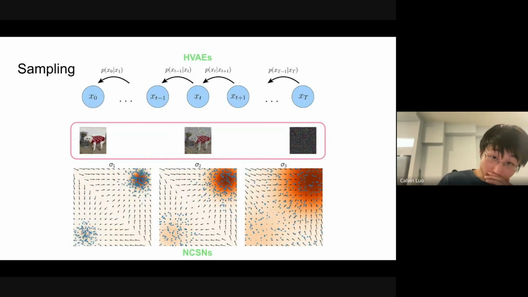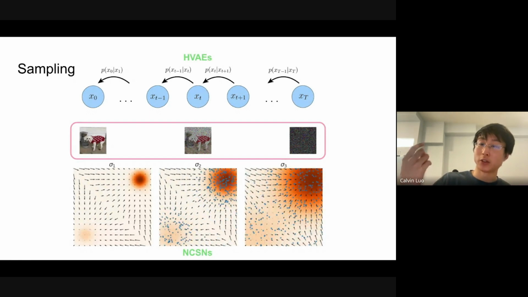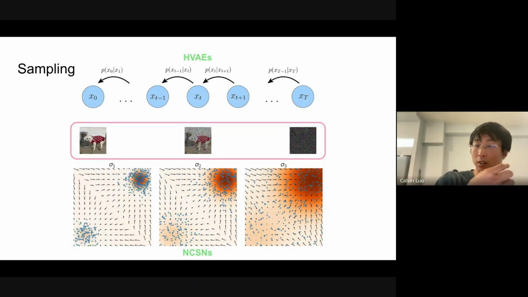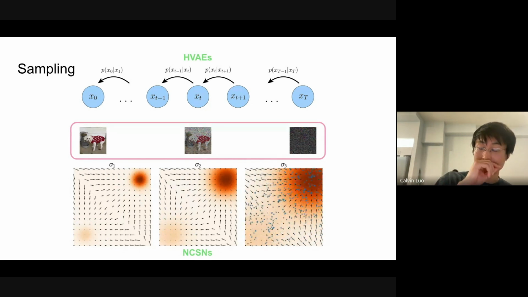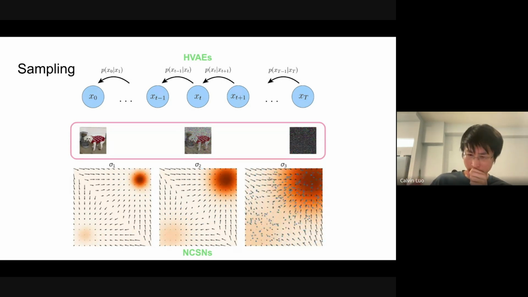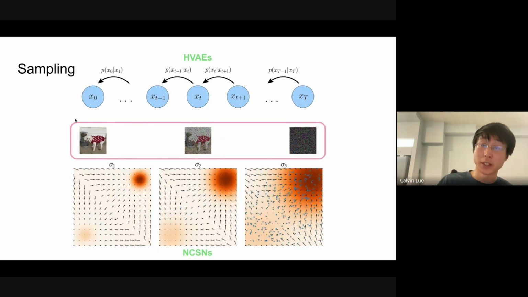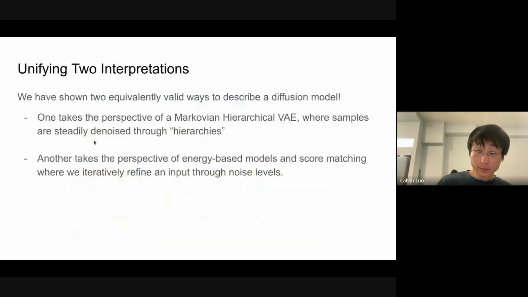So to visualize it, on the top, we're denoising over multiple hierarchies iteratively, following the black transition decoders. On the bottom, we're also clarifying something from something very noisy to something clean. Really, they're both trying to do the same thing in the middle, which is go from something very noisy to a clean sample. And so we've unified the two interpretations.